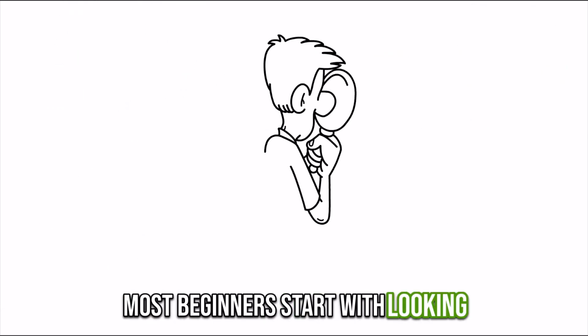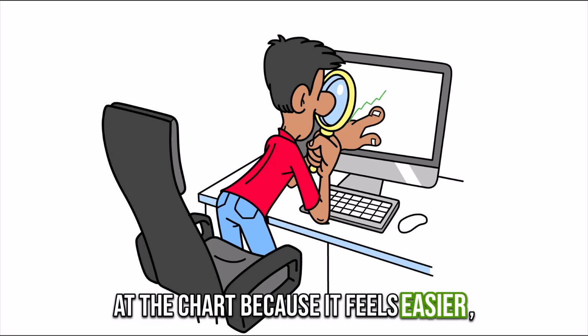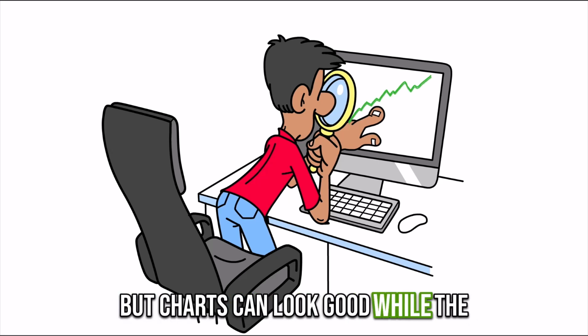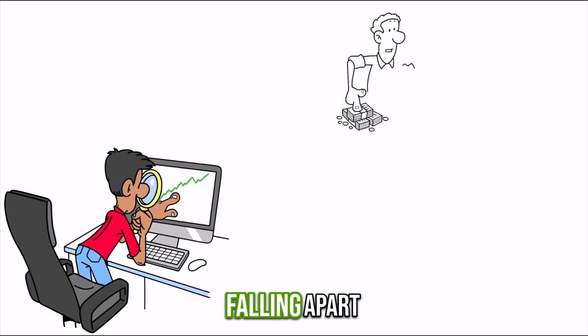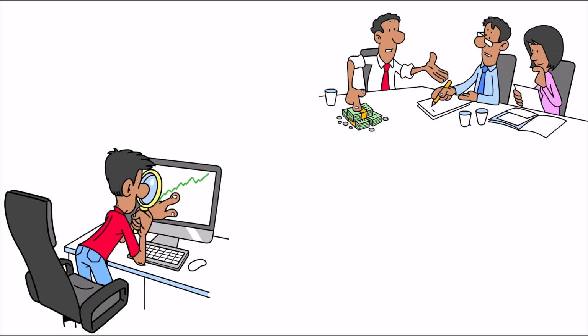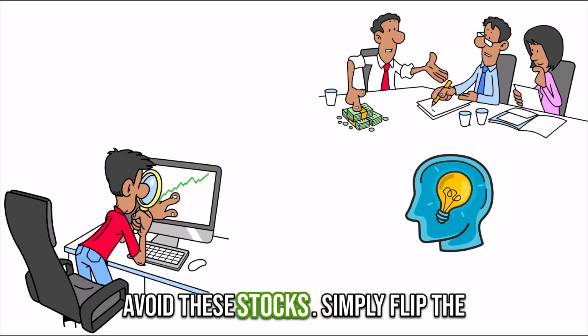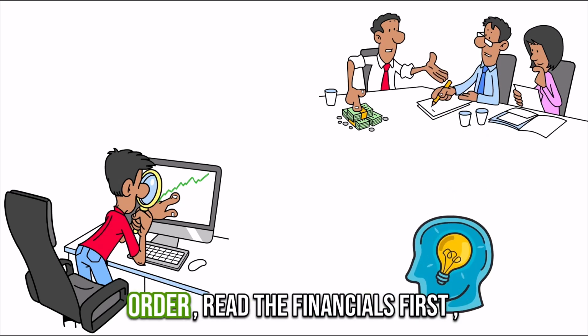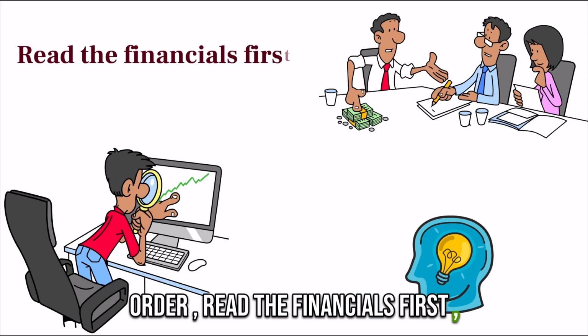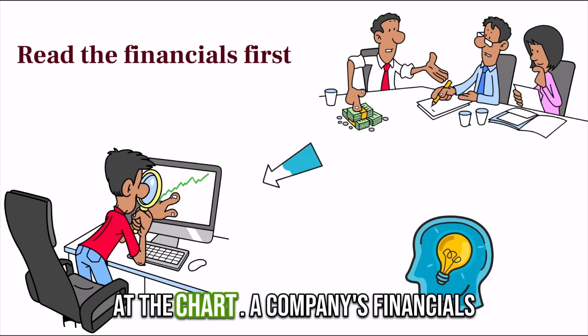Most beginners start with looking at the chart because it feels easier, but charts can look good while the business underneath is silently falling apart. Chart Whisperer has a solution to avoid these stocks. Simply flip the order, read the financials first, and if it all looks good, then look at the chart.